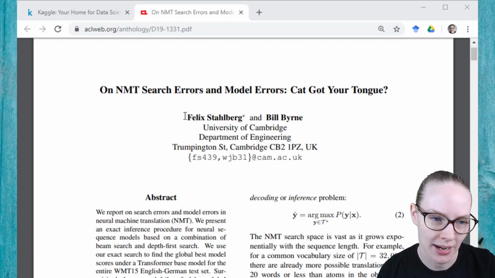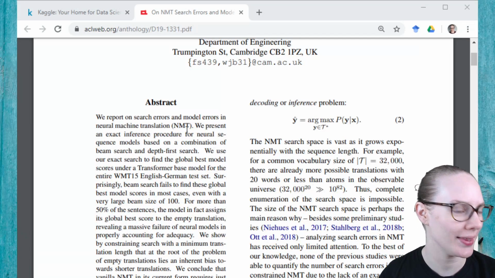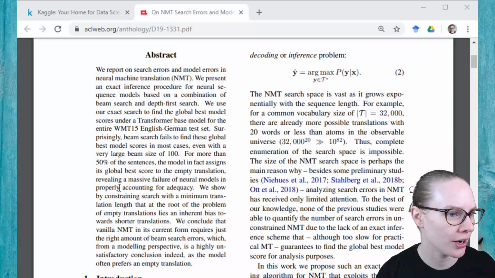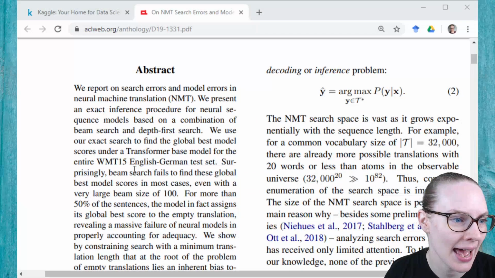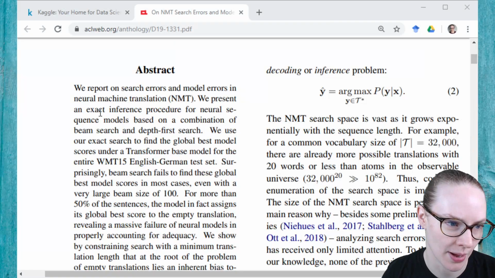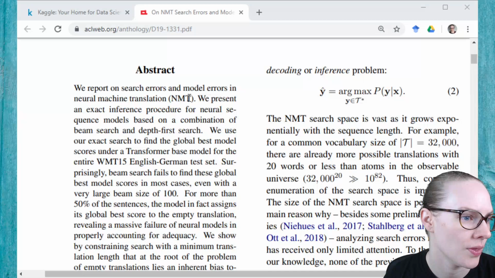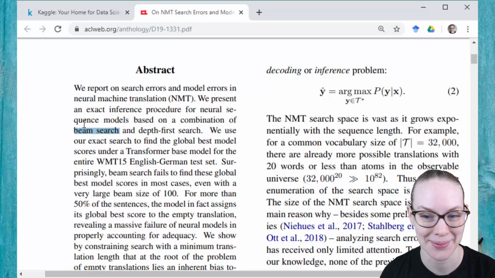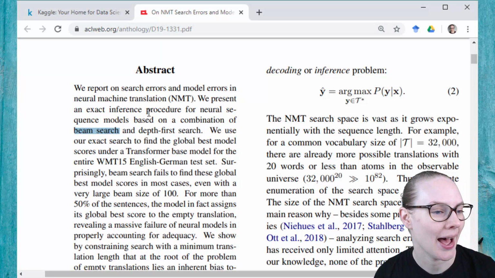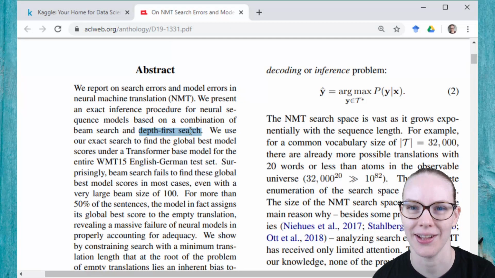On NMT, Search Errors and Model Errors, Cat Got Your Tongue by Felix Stolberg and Bill Byrne. Abstract. We report on search errors and model errors in neural machine translation, NMT. We present an exact inference procedure for neural sequence models based on a combination of beam search and depth-first search. So they are combining beam search, which is a breadth-first search that I believe we are going to run into again quite a lot in this paper, and depth-first search. So, combining breadth and depth first. Wonder what that's going to look like.